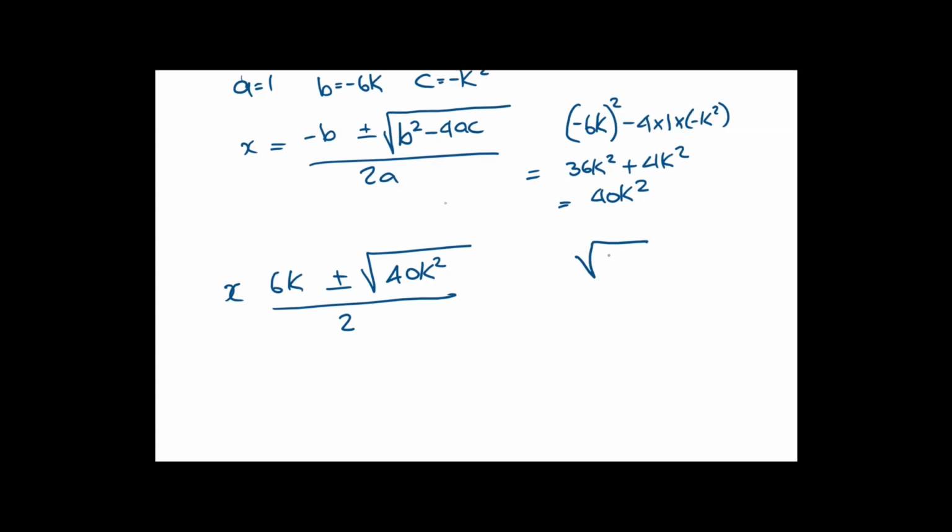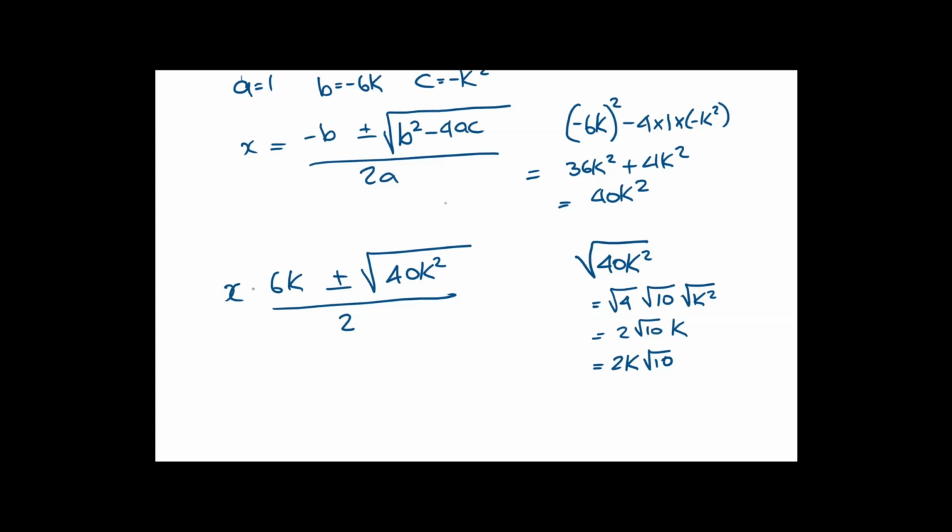Now, square root of 40k squared, can we rewrite this? 40 is 4 times 10, so that's going to be equal to square root of 4 times square root of 10 times square root of k squared, which is 2k square root 10. Yes, that makes sense. It's just the square root of 4 before the radical, so that's 2k times square root 10.